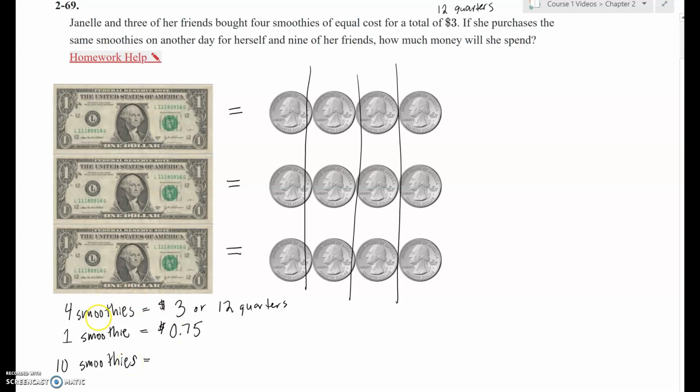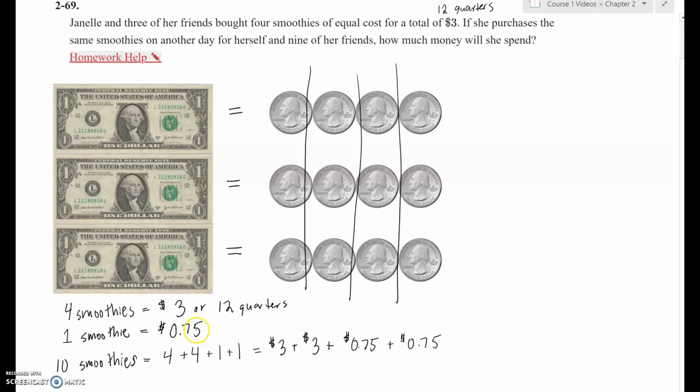Well, I know that 4 of them cost $3. So to get this, we could go 4 plus another 4 plus 1 plus 1. We could do that. That gets us to 10, doesn't it? And so 4 smoothies is $3. So that's $3 plus another $3 plus 75 cents plus 75 cents.